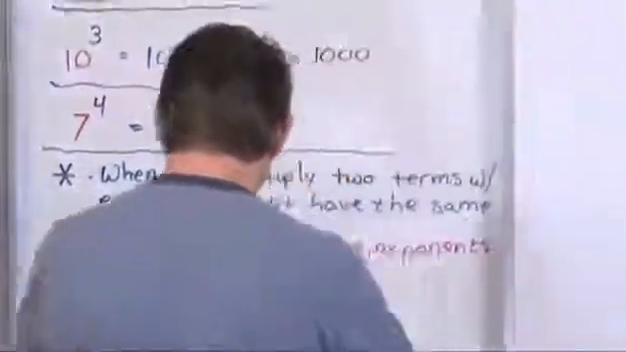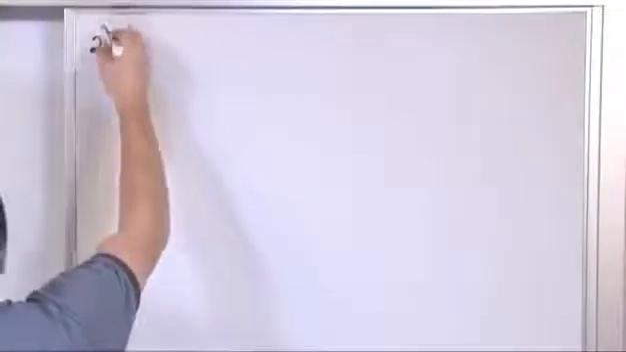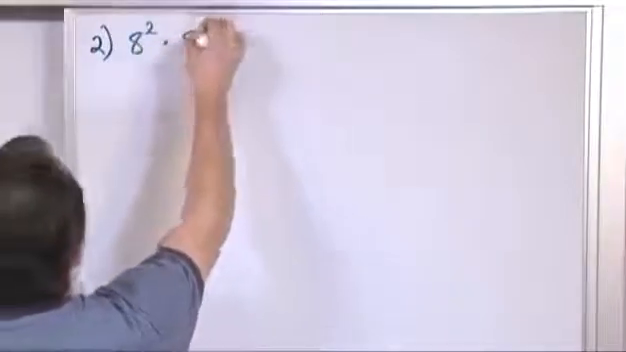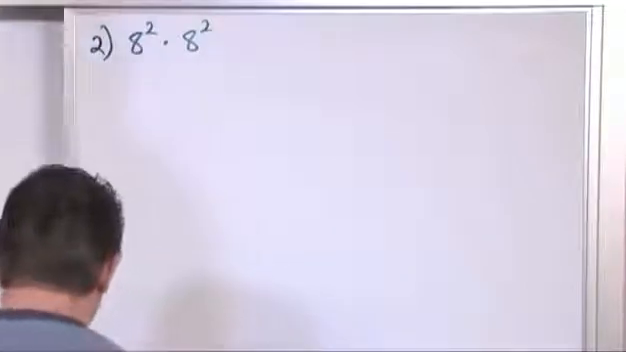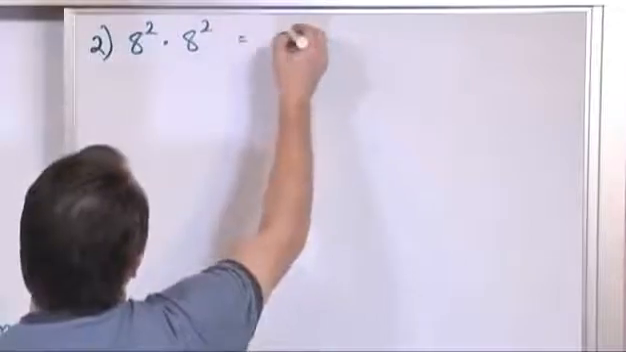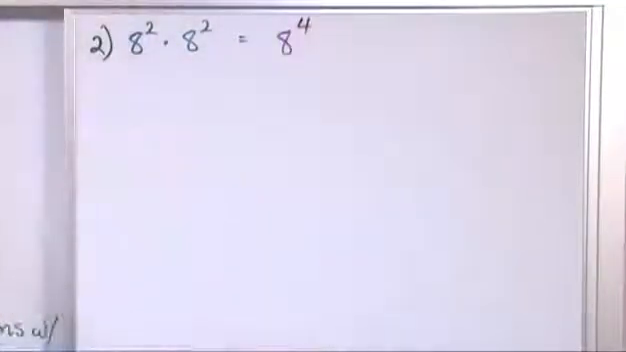Now let's go on to another example. Let's say we had 8 squared times 8 squared. So how would we do that? According to the rule, they have the same base. So all I need to do is write the number 8 and then add the exponents. 2 plus 2 is 4. I just add the exponents.